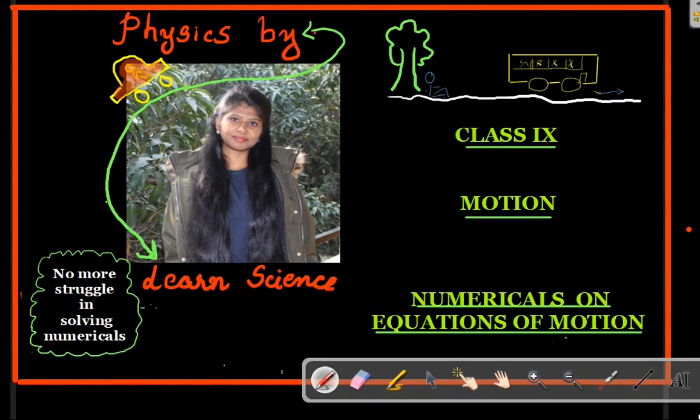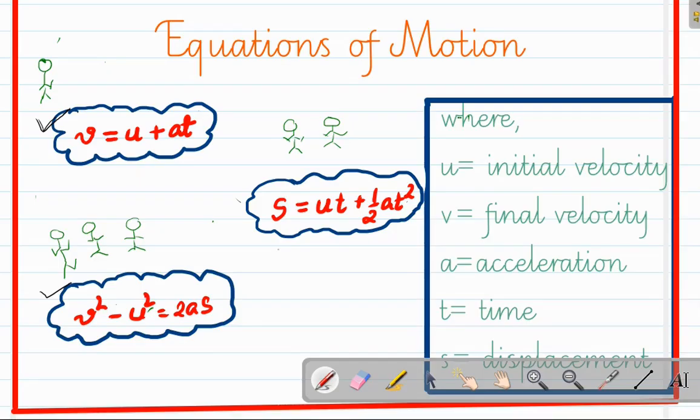In this class we are going to learn and practice some numericals which are based on the equation of motion. But before going ahead, let us understand what the equation of motion is. Equation of motion tells us the relation between velocity, time, position and acceleration of an object. On the basis of this, we have three types of equations for constant acceleration.